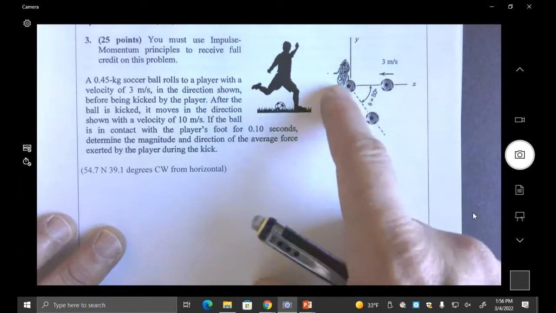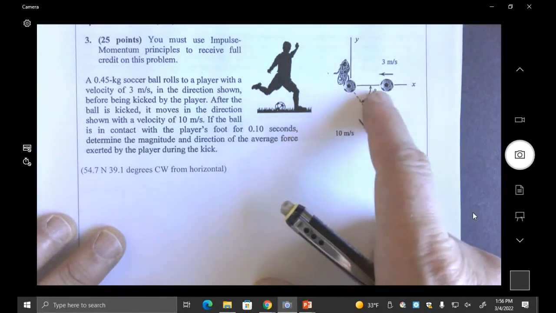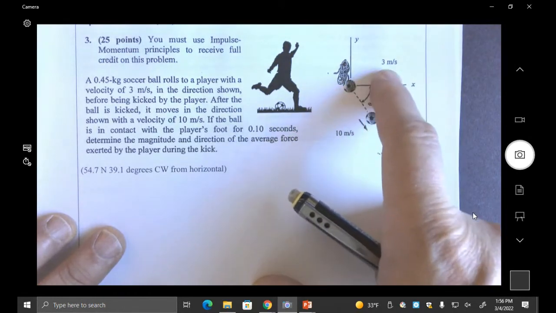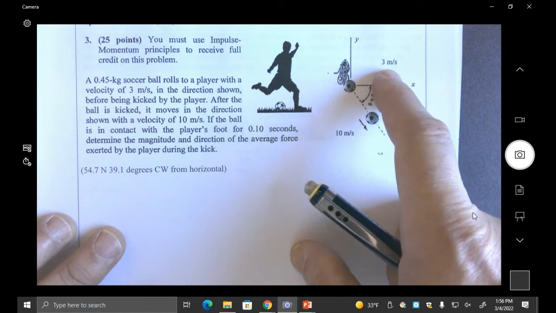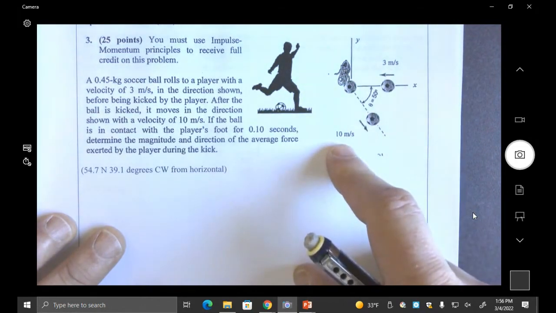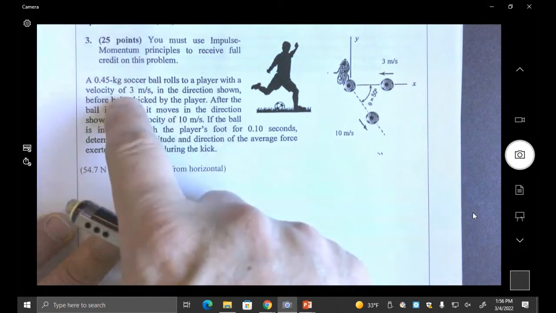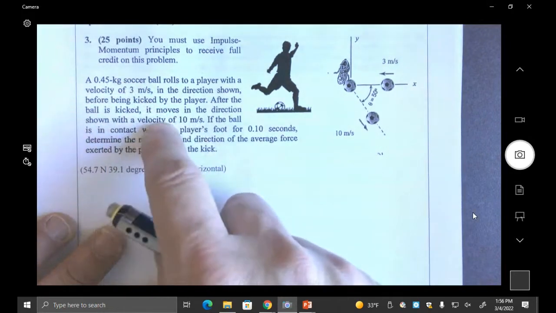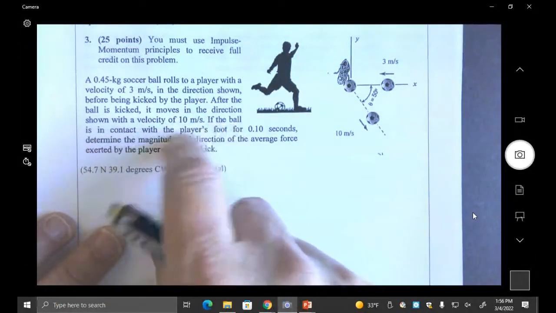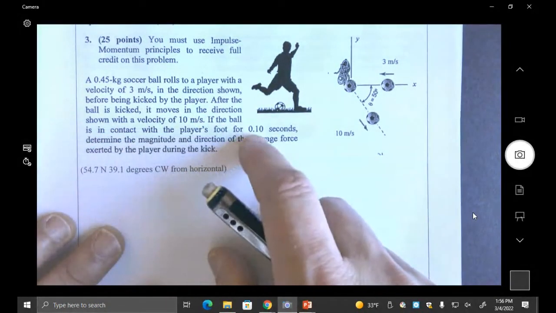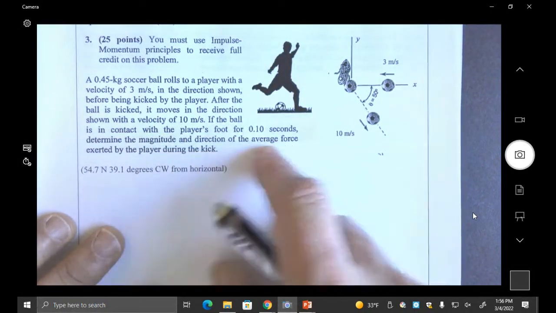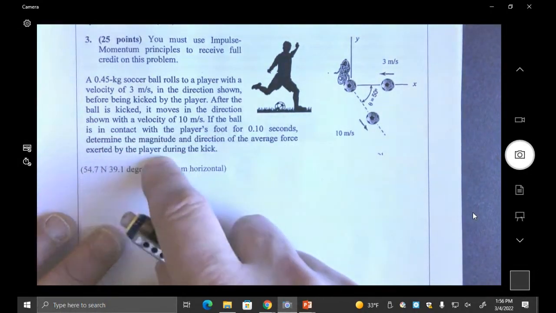All right, so the idea is we've got this foot. It's going to hit the soccer ball. The soccer ball is originally going at the foot at 3 meters per second, and then it's going to leave, and we know the mass of it. After it's kicked, it moves in the direction shown with the velocity at 10 meters per second. If the ball is in contact with the player's foot for 0.1 seconds, determine the magnitude and direction of the average force exerted by the player during the kick.